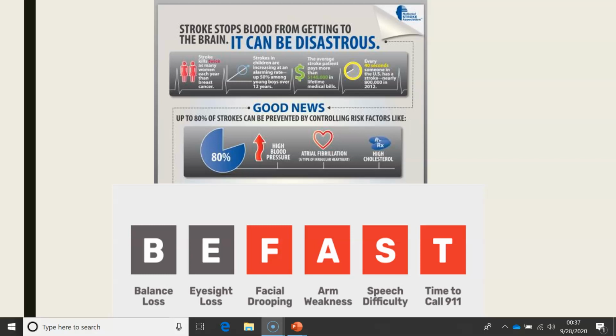Up to 80% of strokes can be prevented by controlling your risk factors. And again, that's weight, high cholesterol, high blood pressure, and atrial fibrillation. So this is one of those posters that's available to the community so that they can see not only what risk factors they may have that they need to modify, but also what to do if they start experiencing some of these symptoms, or a loved one is experiencing some of these signs and symptoms.